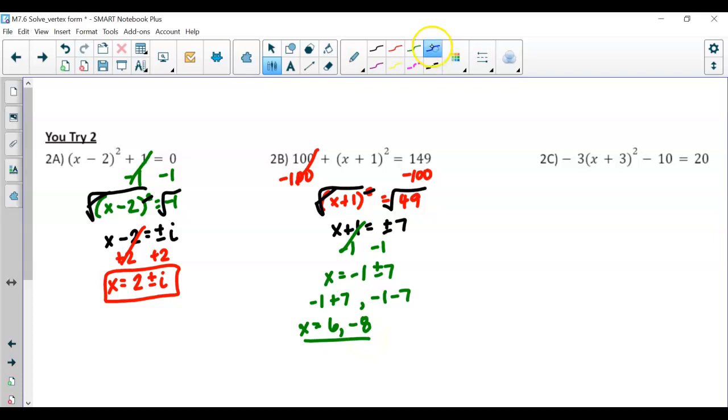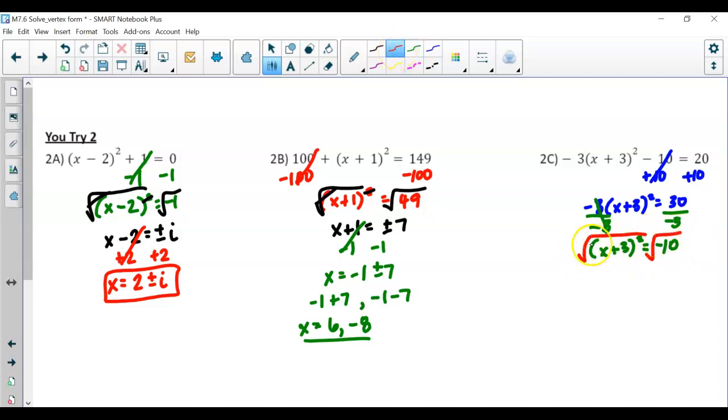Then last, you had a 2-step here. So first, you needed to add 10 to both sides. Negative 3 times (x plus 3) squared is equal to 30. Then divide, but divide by negative 3, because that's what's being multiplied. And (x plus 3) squared is equal to negative 10. Now you can take the square root.